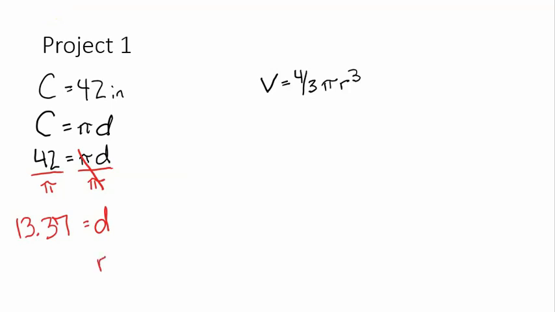Now if you remember, radius is half diameter. So if I take that 13.37 and divide it by 2, I will get the radius of 6.69. Now I can plug radius in to our volume equation.